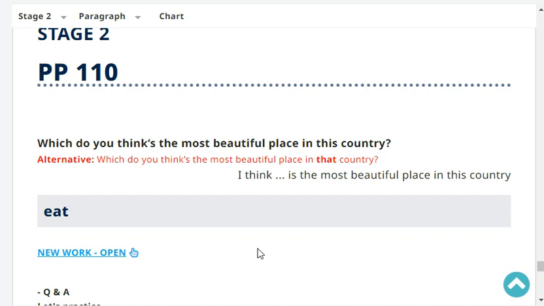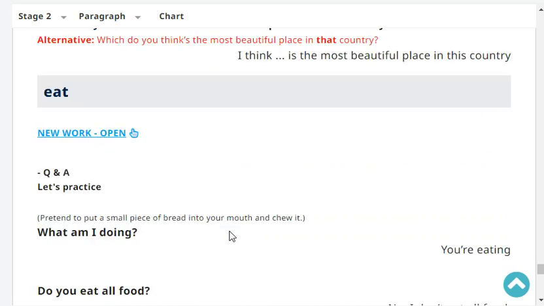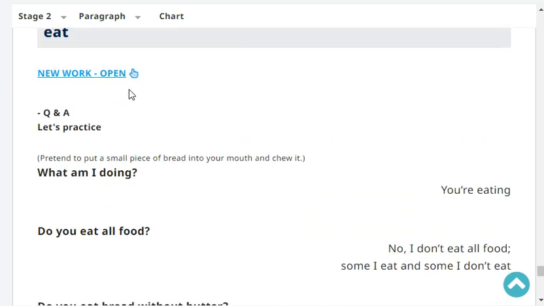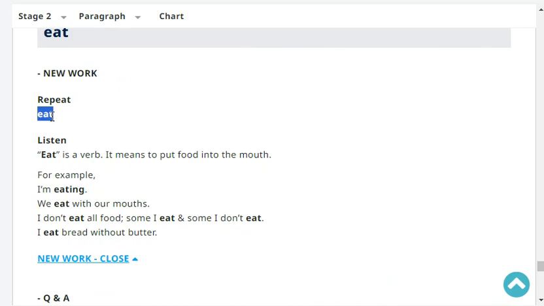Which do you think's the most beautiful place in your country? I think Guilin is a beautiful city. It's the most beautiful place in my country. Very good. Next, repeat. Eat, eat. Very good.